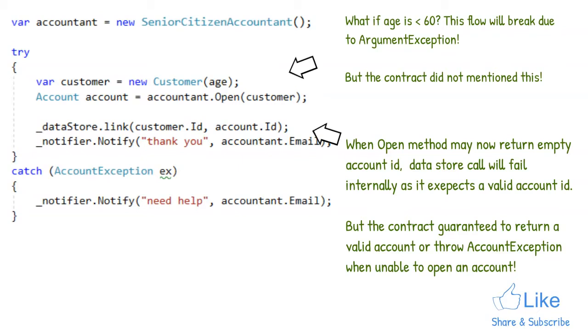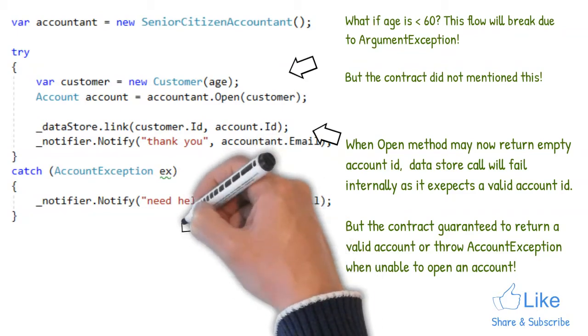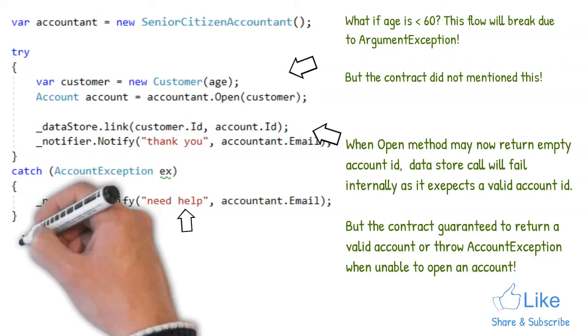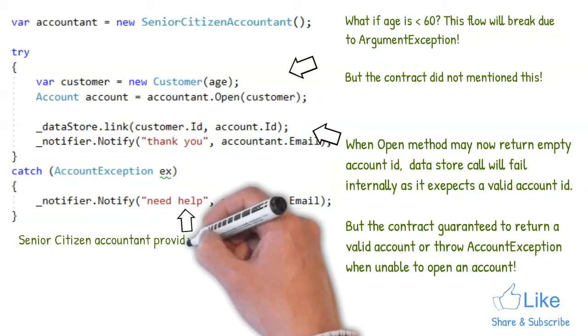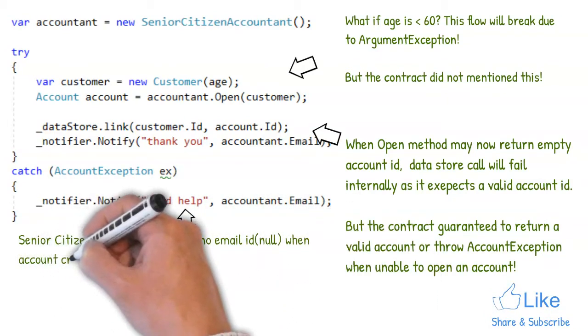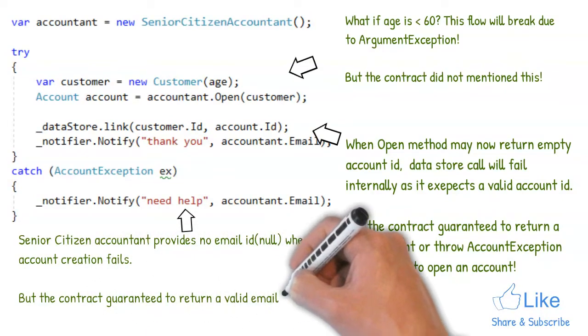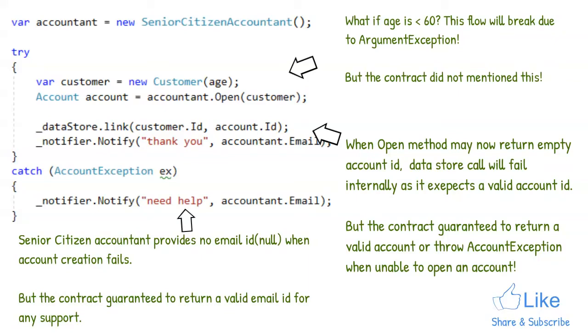The third problem will occur where the consumer is trying to handle the account exception. Whenever an account is not created, the consumer will notify the accountant about this failure using the email attribute, and the contract of the accountant clearly mentions that the email ID will have a valid value. But if you remember, the senior citizen accountant, when unable to open an account, resets that email to null. This is going to bring a failure when the consumer tries to notify this email ID where the email is null.